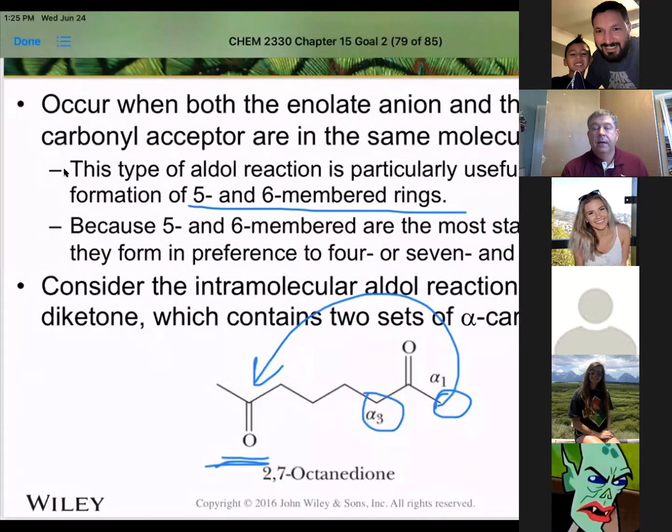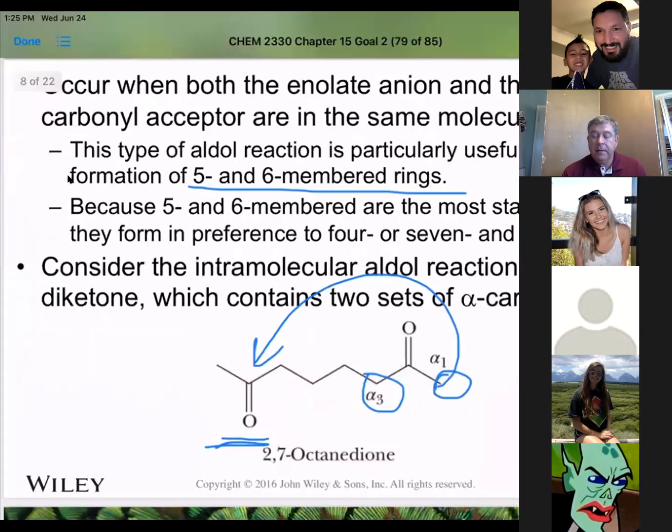I got a lot of lag here for some reason today, but the key here is that if you have 2 carbonyls in the same molecule, you will be able to close a ring if it's a 5 or 6-membered ring. And goal 3 is actually where I'm going to show you where to look for rings and how to show them. So I'm not going to do much more on this, but I want you to know that this is chapter 15, goal 3. It will be all about these ring species.